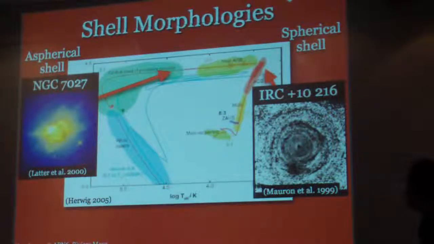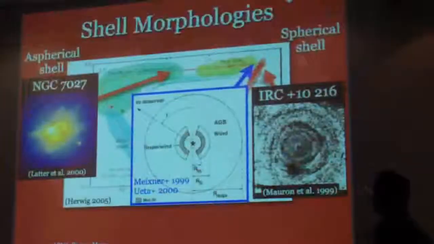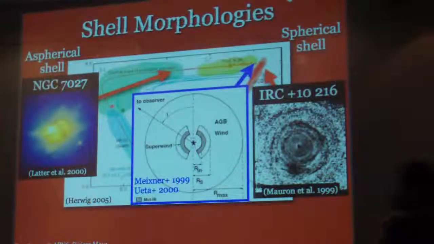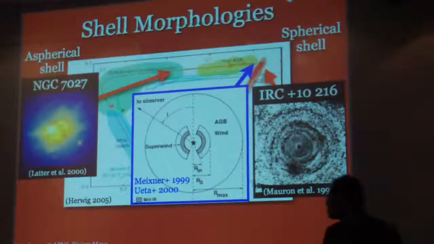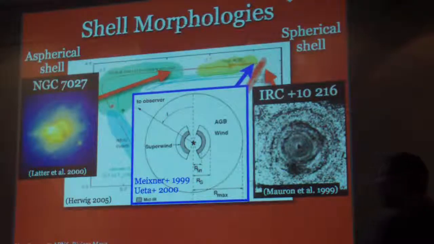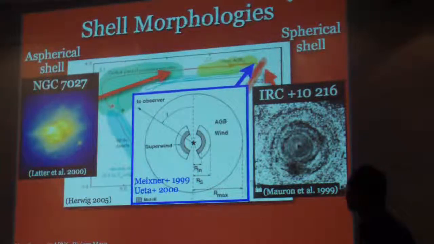By looking at warm dust, these warm dust grains seem to be forming some sort of equatorial enhancement around the star. So by the time these objects get to the post-AGB phase, they seem to have already developed at least something that you can describe as equatorial enhancement. So they have already departed from spherical symmetry. So what do you do?